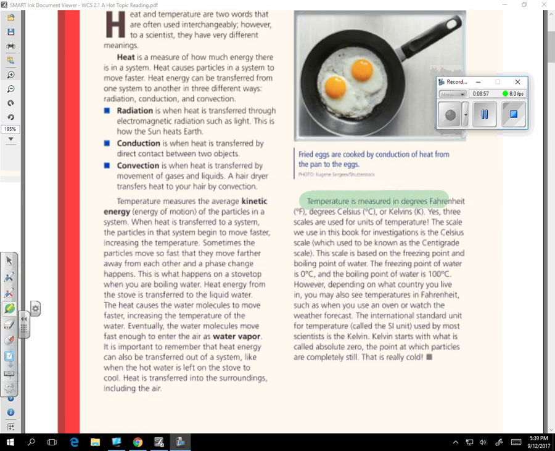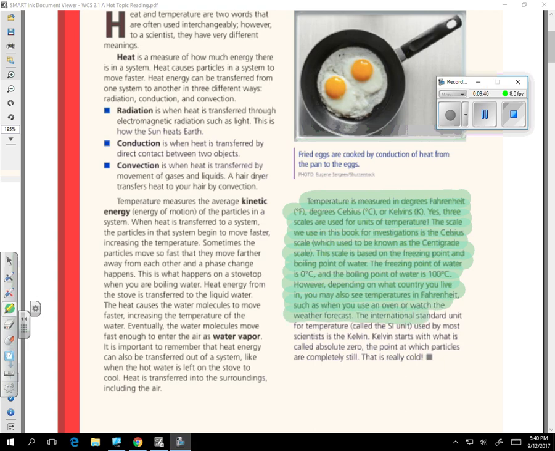Temperature is measured in degrees Fahrenheit, degrees F, degrees Celsius, or Kelvin. Yes, 3 scales are used for units of temperature. The scale we use in this book for investigations is the Celsius scale, which used to be known as the centigrade scale. This scale is based on the freezing point and boiling point of water. The freezing point of water is 0 degrees Celsius, and the boiling point of water is 100 degrees Celsius. However, depending on what country you live in, you may also see temperatures in Fahrenheit, such as when you use an oven or watch the weather forecast.